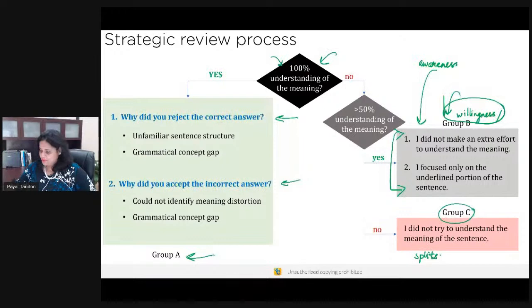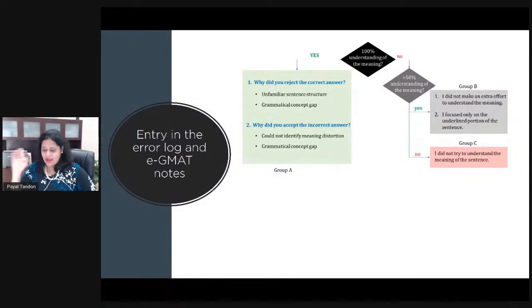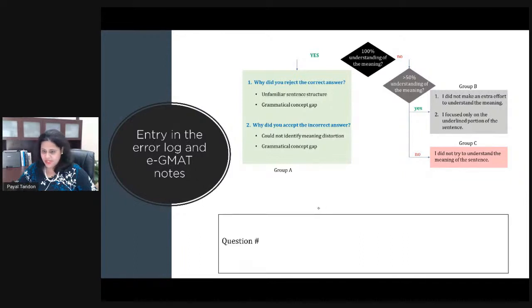Okay, now, what kind of error log entry are you going to make for this particular question? You're going to write down the question number. When you're solving this question on your own, you're going to write down whether you got the question correct or not. Then you're going to write down what group you fall in. Do you fall in group A, or do you fall in group B1 or group B2? Because again, the corrective action for both these groups is different.